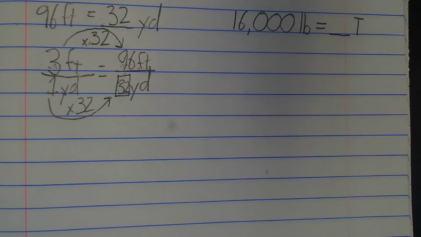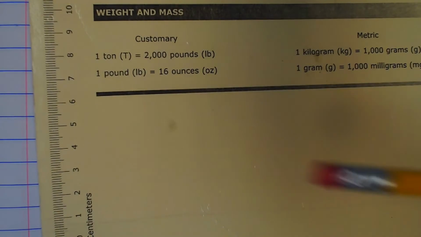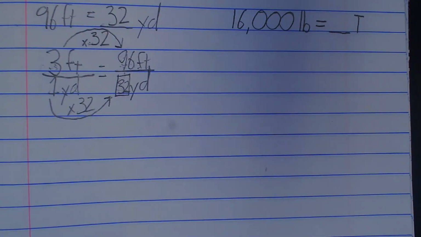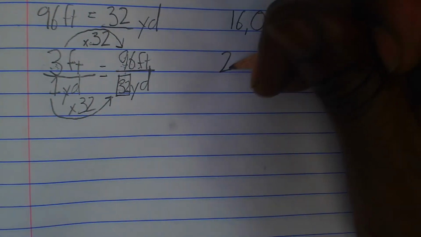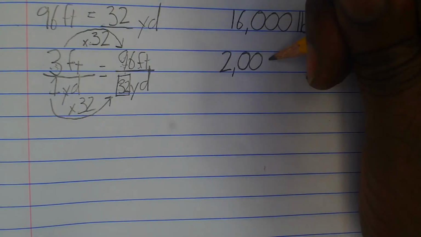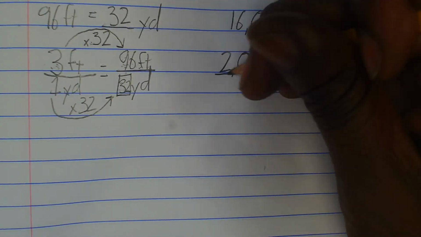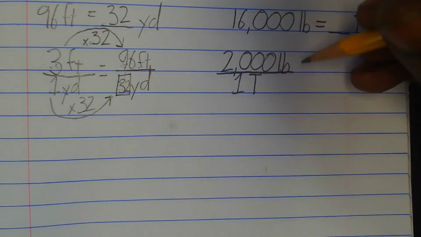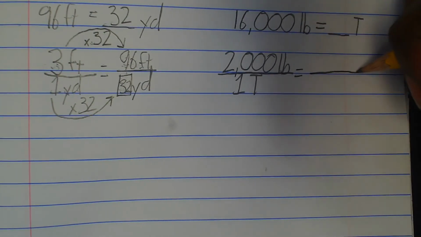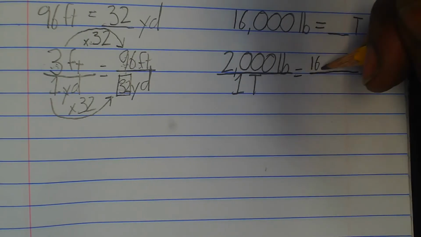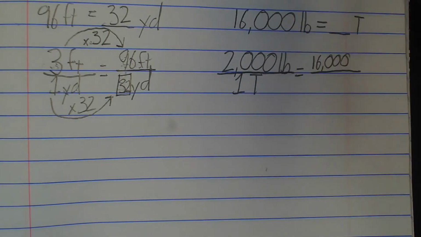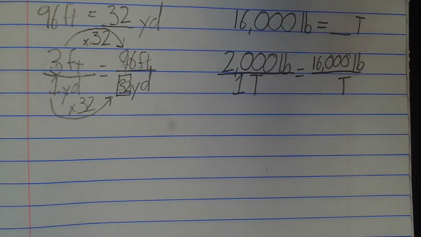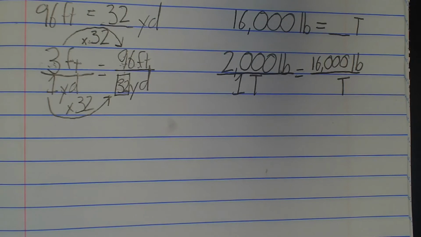If we use the customary system, we have 1 ton equals 2,000 pounds. So if I write that as a rate, my 2,000 will be in my numerator, and my 1 ton would be in my denominator. So now we have to write the proportion. So we have 16,000 pounds, and we're looking for the equivalent amount of tons that equals 16,000 pounds.